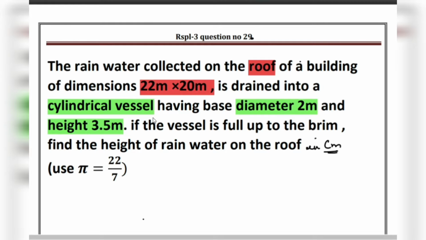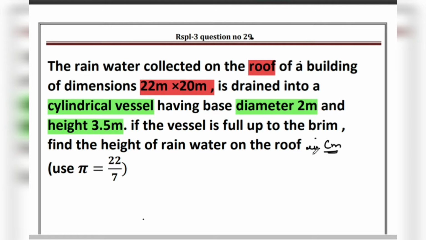I found this question to be important, so I thought I'll make it a separate video of it. So here in this question, the rainwater collected on the roof of the building of dimension 22 m into 20 m is drained into a cylindrical vessel having base diameter 2 meter and height 3.5 meter. If the vessel is full up to the brim, find the height of rainwater on the roof, and in centimeter we have to find out.